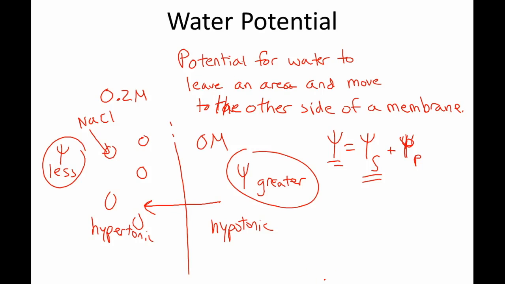Pure water, 0 molar, the solute potential of that is going to be 0. Therefore, the water potential is going to be 0. And when we talk about dissolved salts or sugars, it actually has a negative water potential. So if you think about it, a negative is actually less than 0. That is why a negative water potential is going to be less than 0.